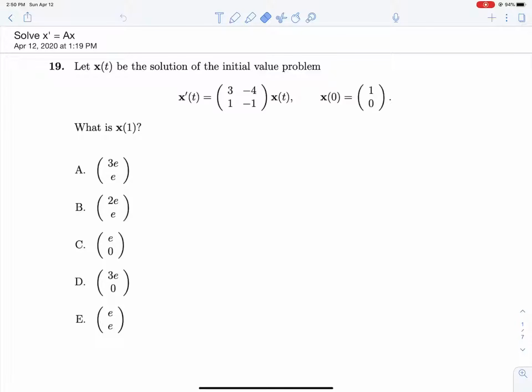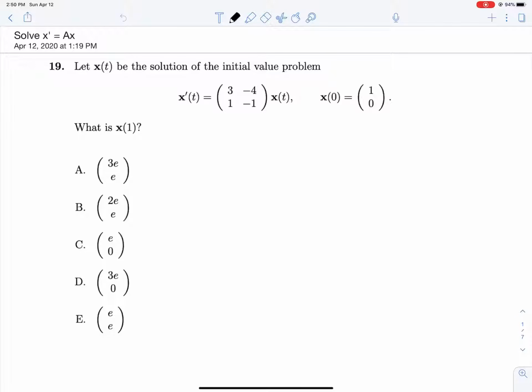Here we go. Let's solve some initial value problems in the form of x prime equals Ax. So these are systems of homogeneous differential equations. First up, we have our x prime equals Ax system with an initial condition here.